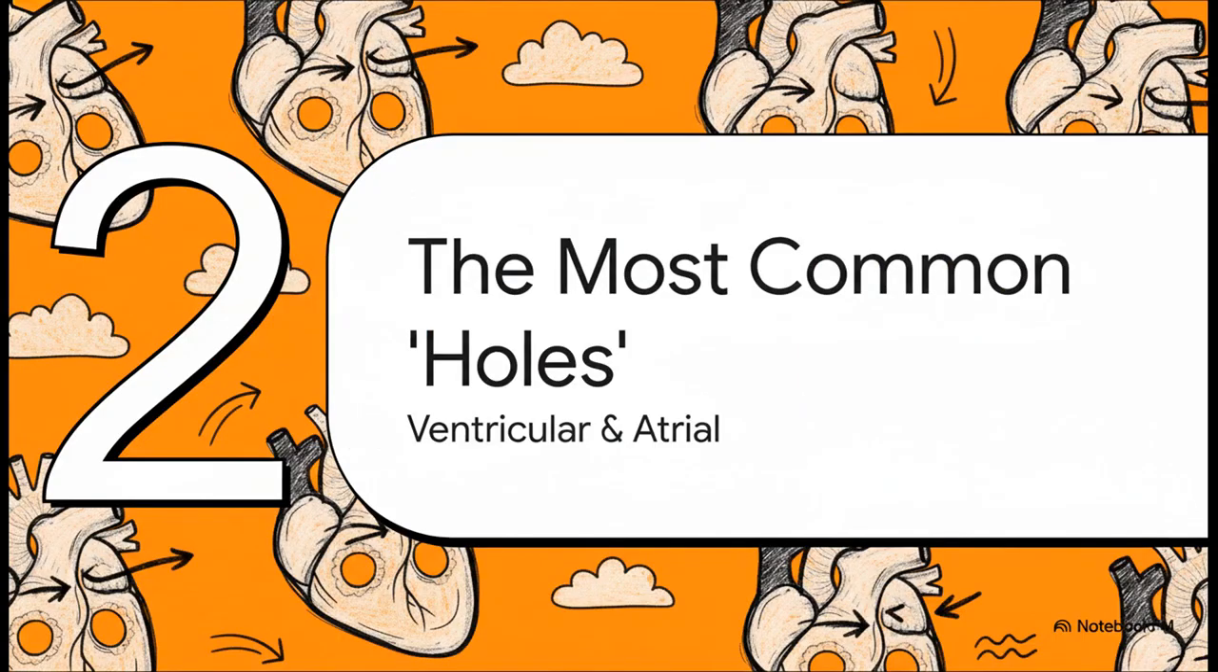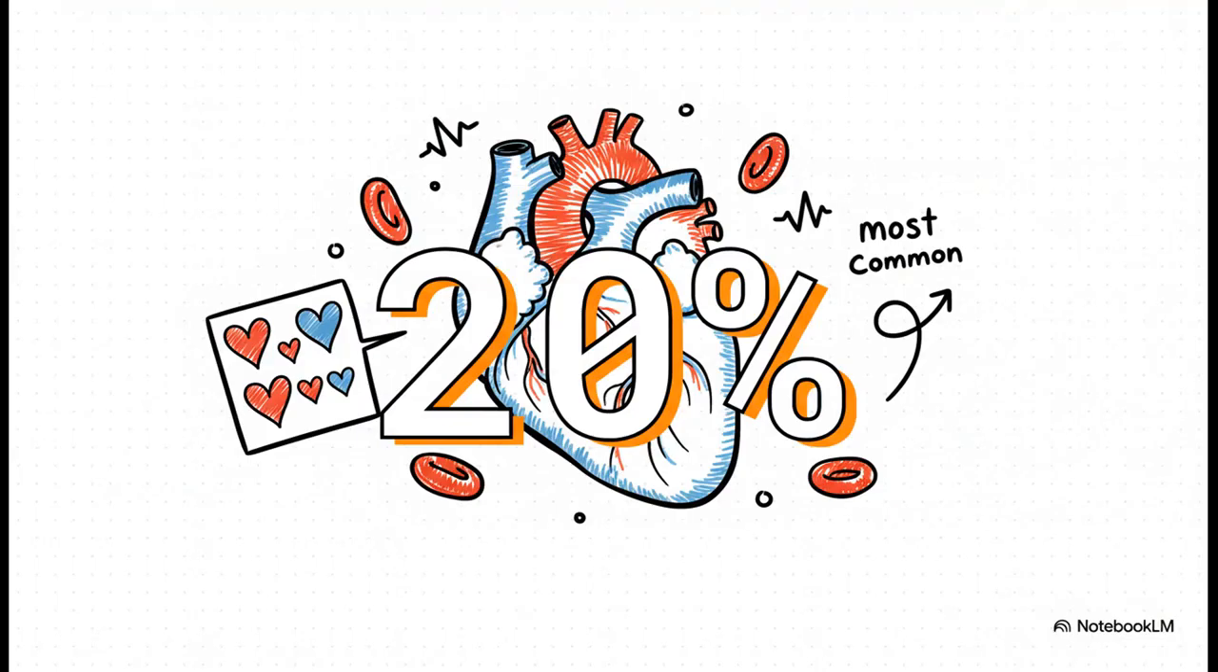Okay, so let's get into the nitty-gritty of those acyanotic left-to-right shunts. You've probably heard people talk about a hole in the heart before, and that's often what these are. We're going to start with the most common one of them all. Just have a look at that number. 20%, this one single condition, the ventricular septal defect, or VSD, accounts for a full 1/5 of all congenital heart defects. That is a staggering number, making it by far the most common type.